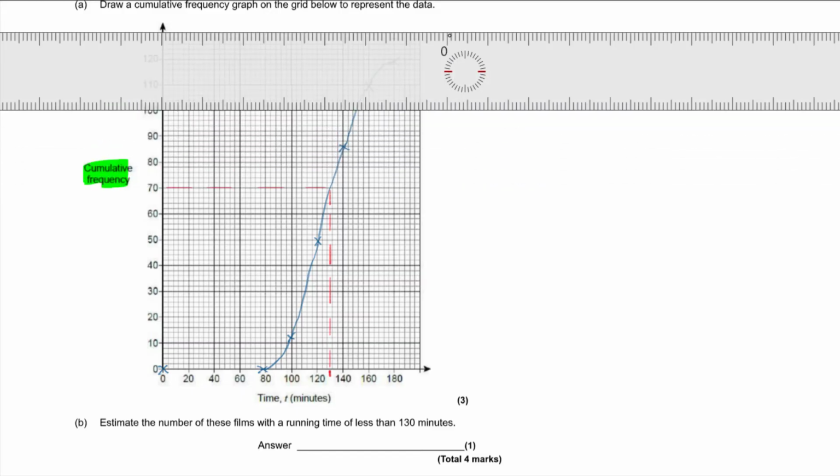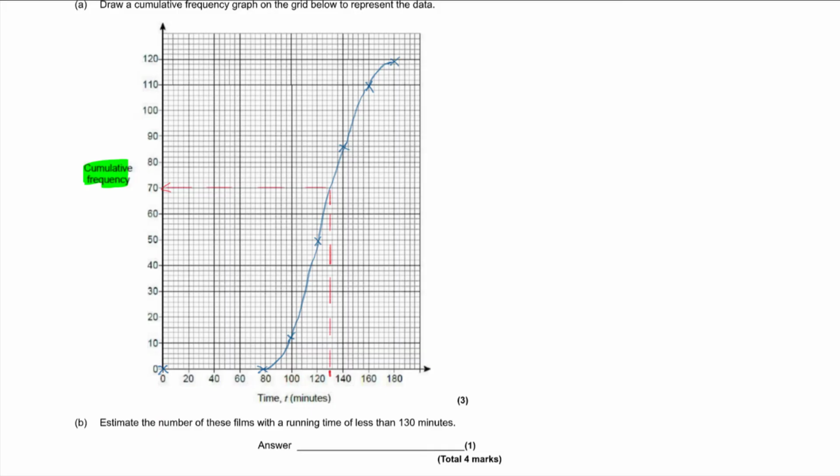And that's going to be my answer here. Now I think that's pointing to 70 on mine. Yours might vary slightly to mine. It's not an exact science drawing a cumulative frequency curve. You do get a bit of variation from graph to graph. So as long as you write down the number on your graph, you'll do fine, you'll get the mark.